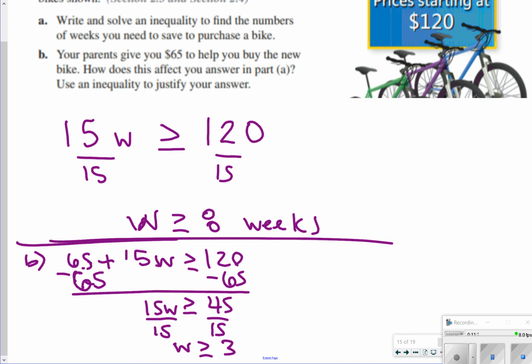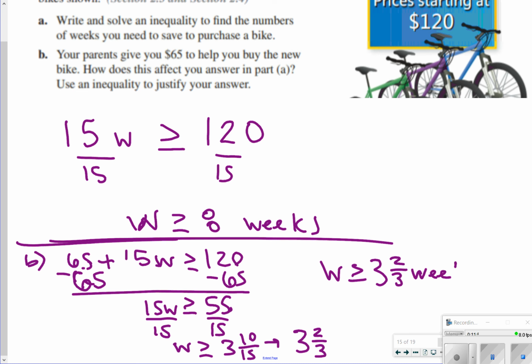I didn't do that right, hold on. Yep, this should be 55. And 15 will go into 55 3 times, but with 10 left over. So 3 and 10/15 weeks, or 3 and 2/3 weeks. So W is greater than or equal to 3 and 2/3 weeks. So it's definitely helpful when your parents give you some money to help save up for something you like.